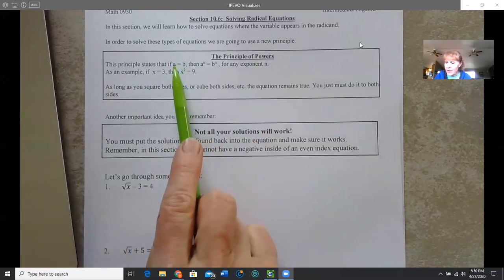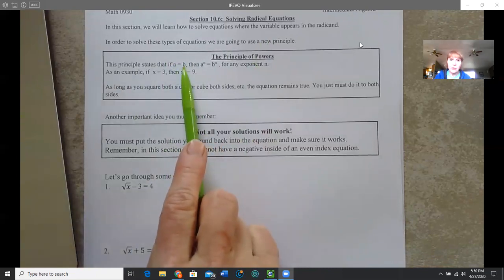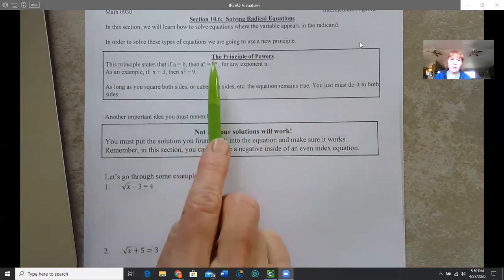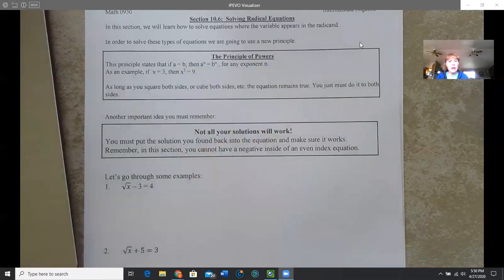It's just that if a is equal to b, then a to the n is equal to b to the n for any exponent n. So in other words, if you have an equation, you can square both sides as long as you square both sides. You can cube both sides as long as you do that to both sides. You're allowed to do that. So we have an example.